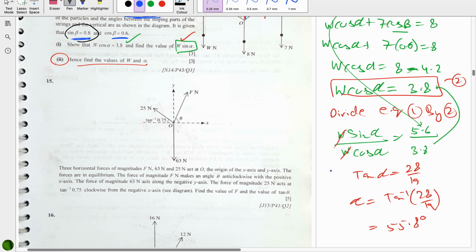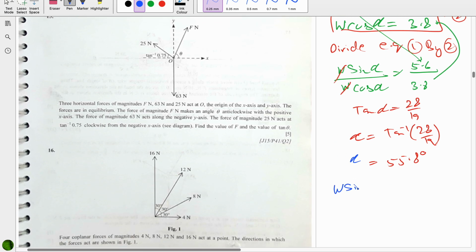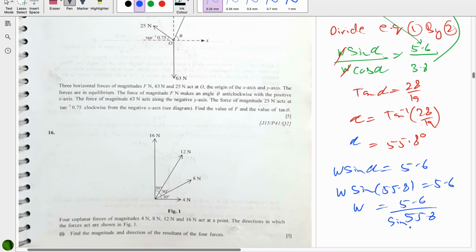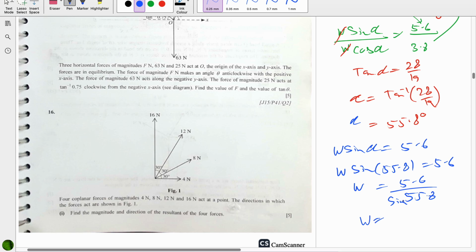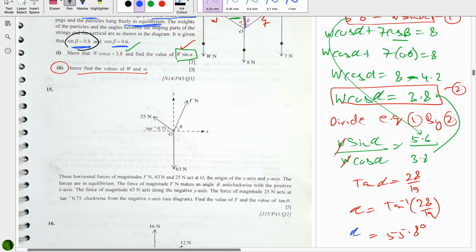So once we are done with alpha, you can find W, using any of the equations. W sine alpha is equal to 5.6. So W sine 55.8 equals 5.6. W equals 5.6 by sine 55.8, that is 6.77 newtons. Clear?